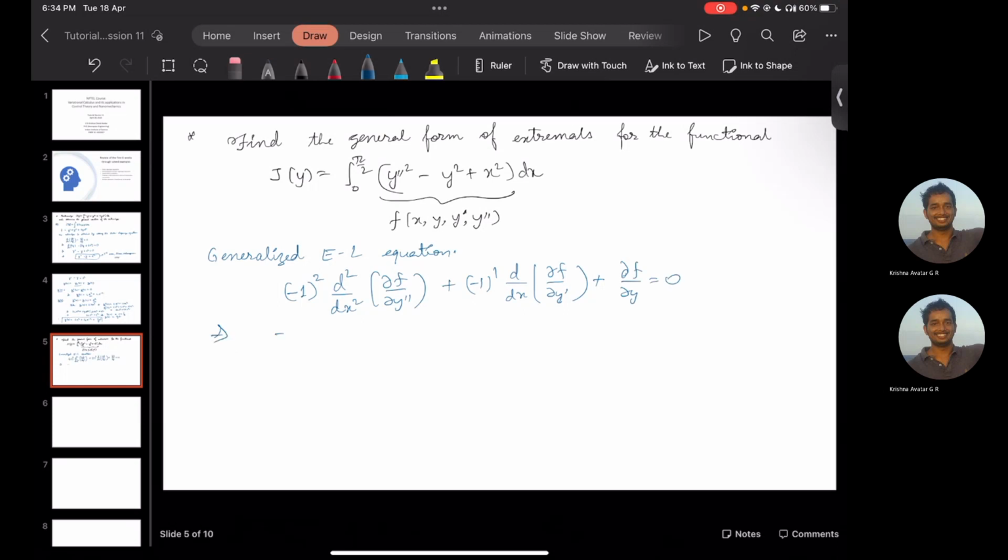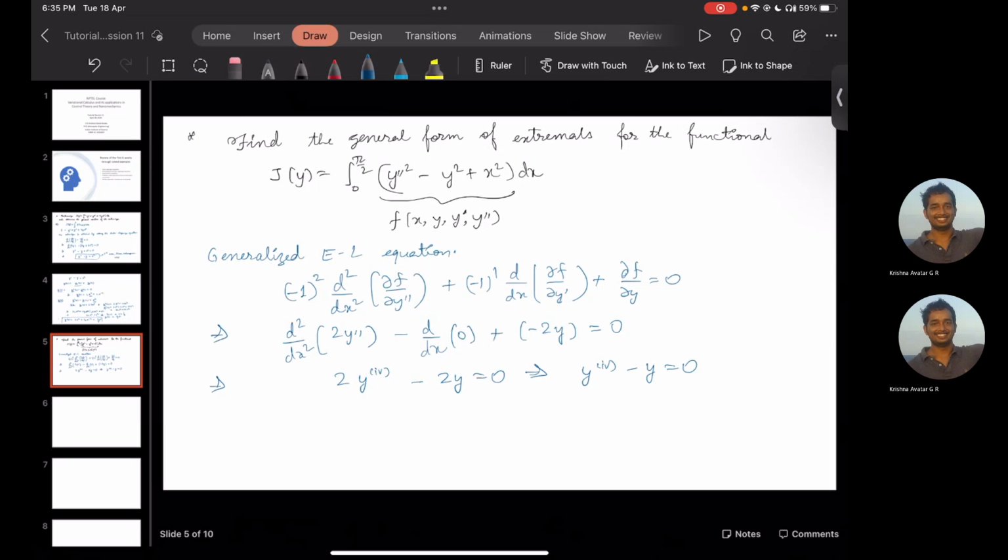Okay. Now (-1) raised to the power 2 is just 1. So we'll have d squared by dx squared, and then partial f with respect to y double prime is 2y double prime, minus d by dx of partial f with respect to y prime, which is 0, plus minus 2y equal to 0. Okay, and then what we have here is 2 into the fourth derivative of y minus 2y is equal to 0. Such that, factoring out 2 gives us y fourth derivative minus y is equal to 0, isn't it?